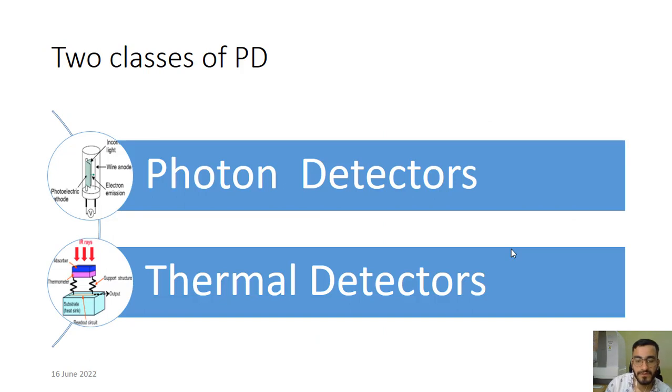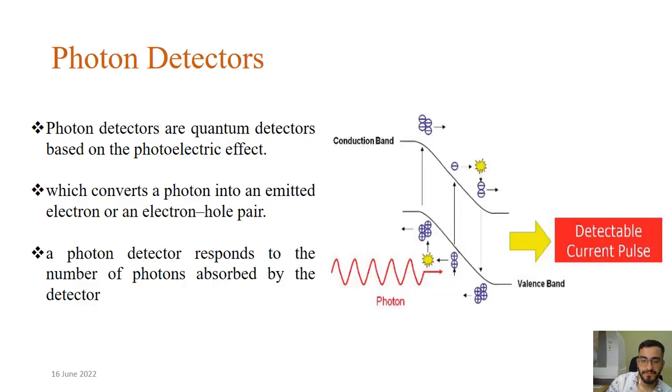We have two different classes of photodetectors. The first is the photon detectors, and the second is the thermal detectors. The photon detectors are quantum detectors based on the photoelectric effect, which converts a photon into an impinged electron or an electron-hole pair. A photon detector is responsive to the number of photons absorbed by the detector.